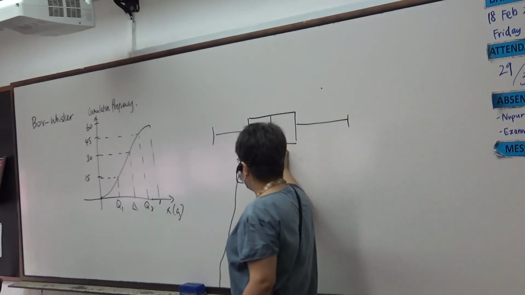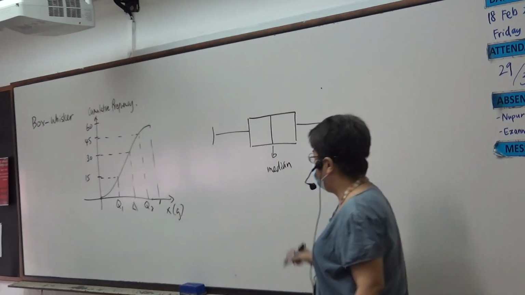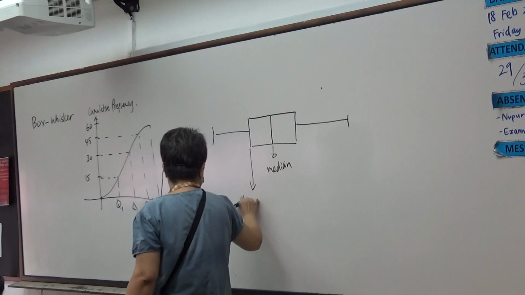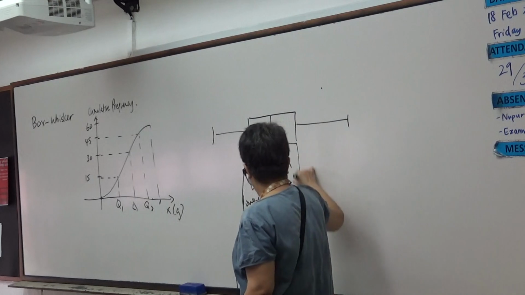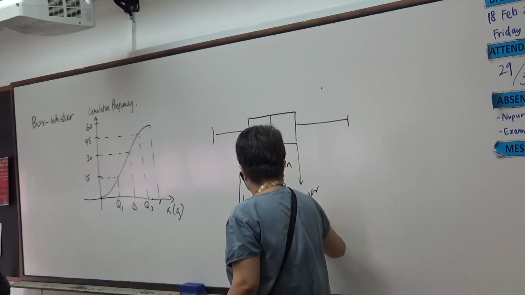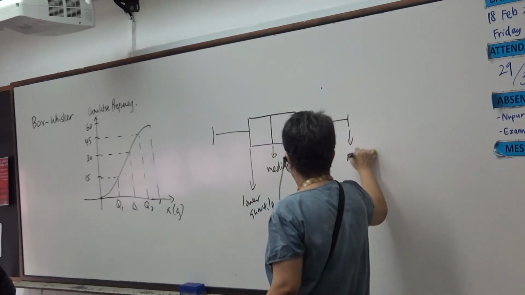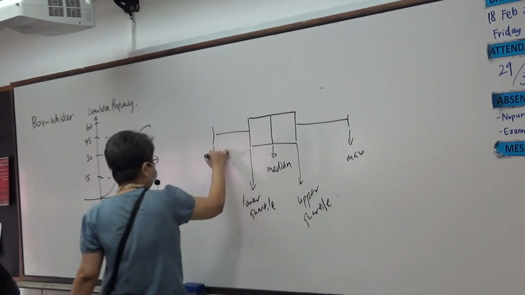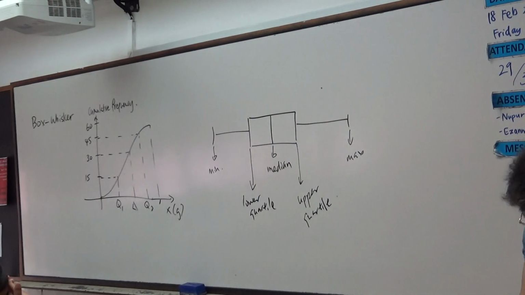Understand? Now, this middle line will represent the median. This line here will represent the lower quartile. This will be the upper quartile. This will be the maximum value. And this will be the minimum value. So, you will have it this way. Do you understand what I'm talking about here?